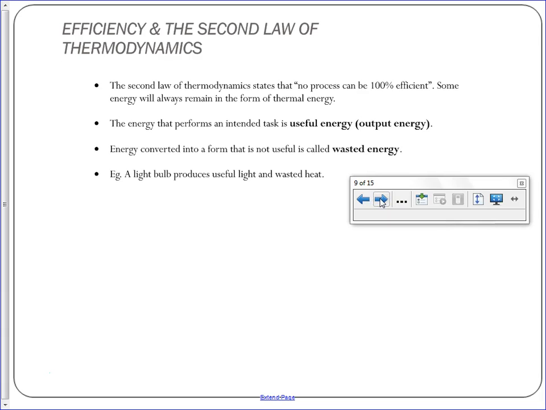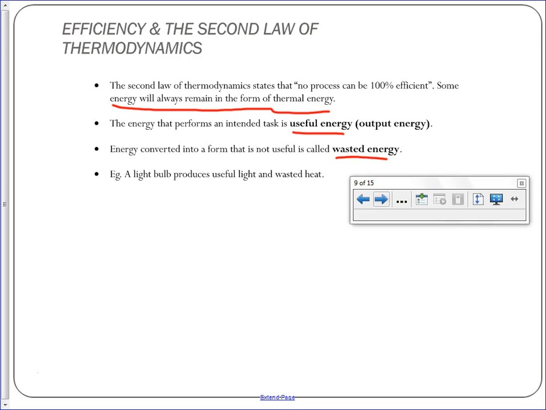So now we can look at efficiency and the second law of thermodynamics. The second law of thermodynamics states that no process can be 100% efficient. Some energy will always remain in the form of thermal energy. The energy that performs the intended task is what we call useful energy, or the output energy. The energy converted into a form that is not useful is called wasted energy.